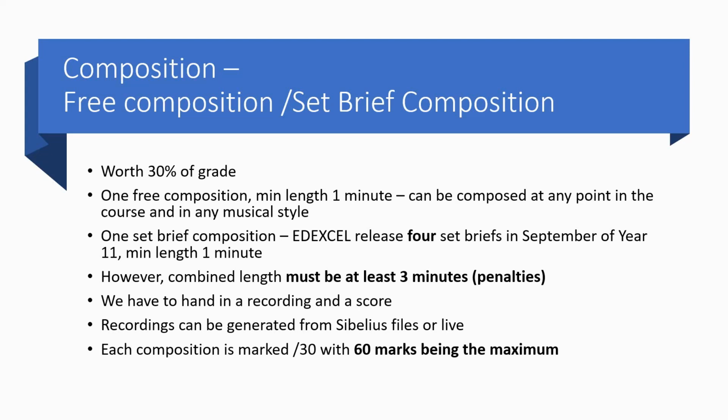Each composition is marked out of 30, with again 60 being the maximum mark. So that's another 60 marks for your composition, your chunk out of 200. So performing 60, composing 60, that's a combined total of 120 marks.